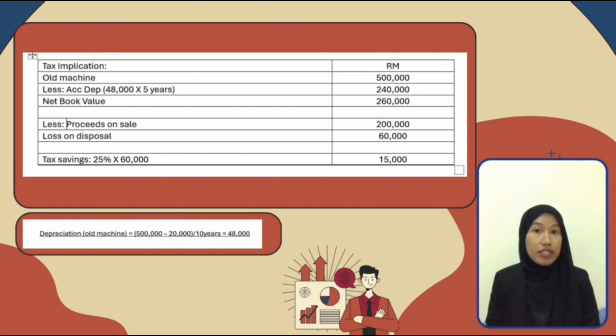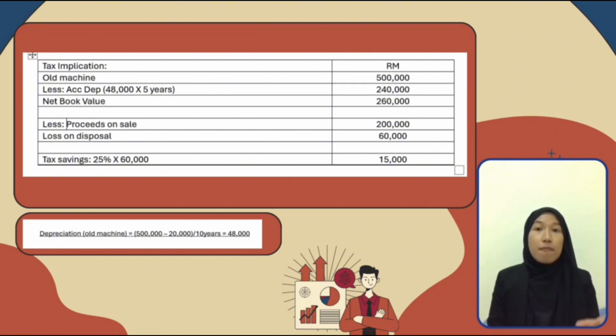To calculate the amount of tax savings, first we need to calculate the tax implication: the cost of the old machine less the accumulated depreciation. To calculate the accumulated depreciation, the cost minus the salvage value, which is RM20,000, and then divide by 10 years since the useful life of the old machine was 10 years. Then we got RM48,000 for depreciation per annum. So to calculate accumulated depreciation, RM48,000 times 5 years since the old machine was purchased 5 years ago. We will get RM260,000 for the net book value of the old machine.